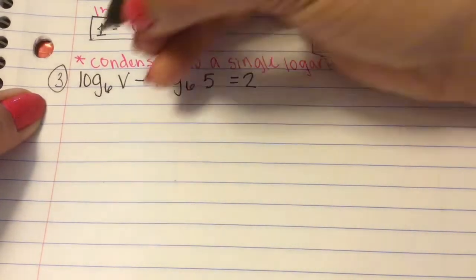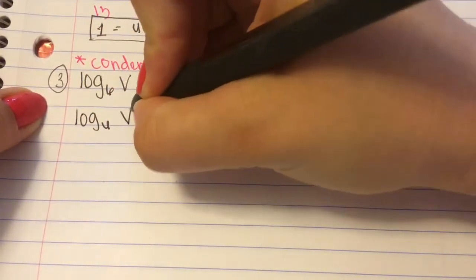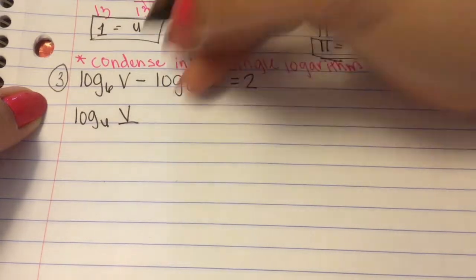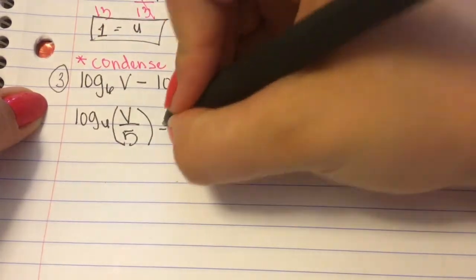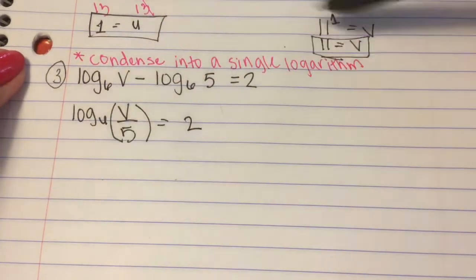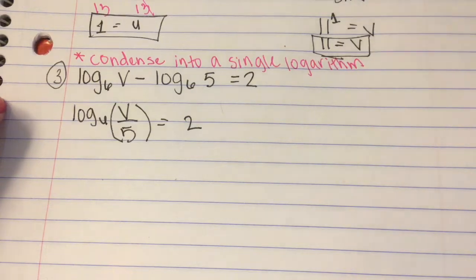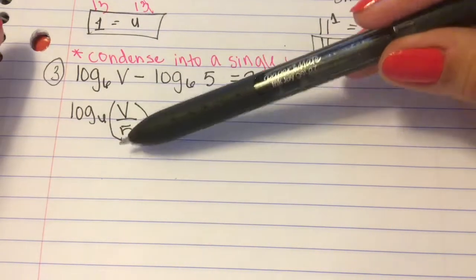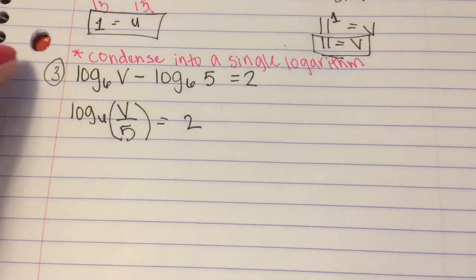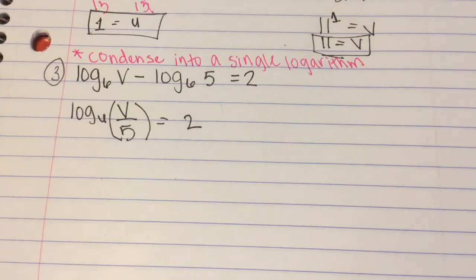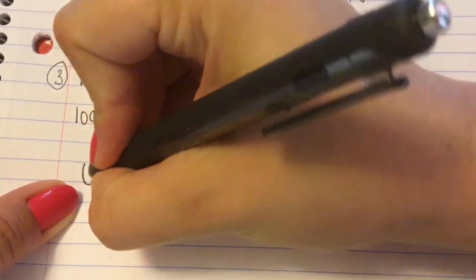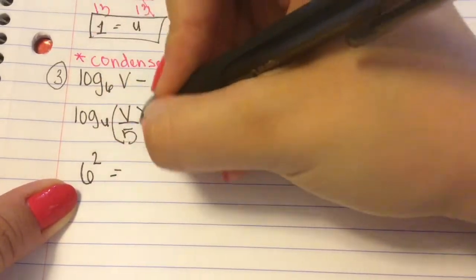This would be log base 6 of v divided by 5, that is the quotient rule, equals 2. So I condensed into a single logarithm. And now I can go ahead and utilize changing from logarithmic form to exponential form, just like I did in the last couple examples. So this would be 6 to the second power equals v over 5.